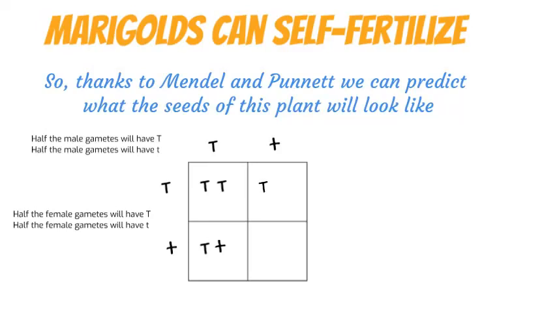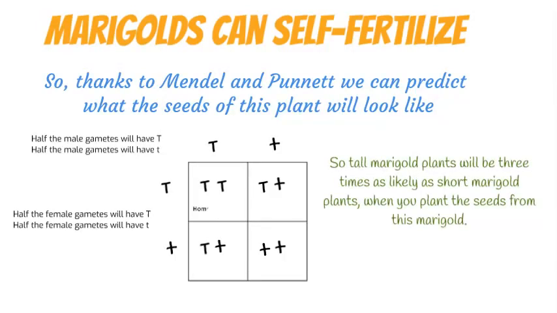One gamete goes across the top, one down the side, and then we fill in the boxes. From this, we see that we get a homozygous tall, 2 heterozygous talls, 1 homozygous short, for a ratio of 3 talls to 1 short. Therefore, if you plant seeds from this marigold, that's what you would expect to have grow.